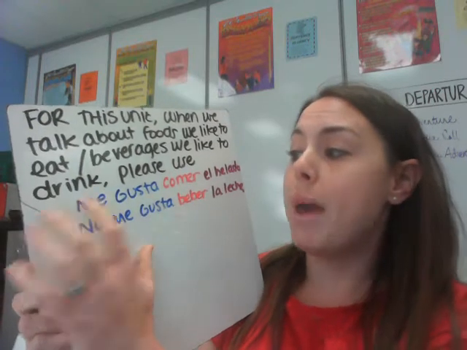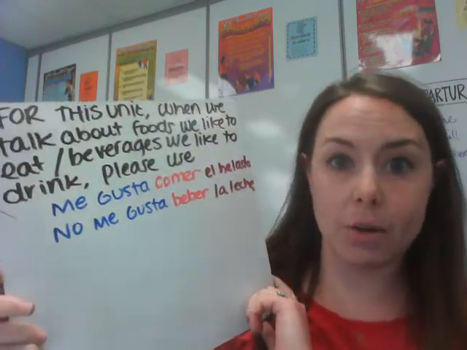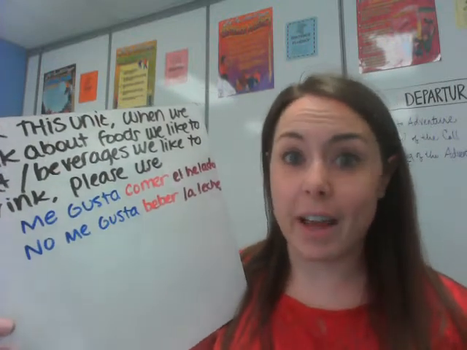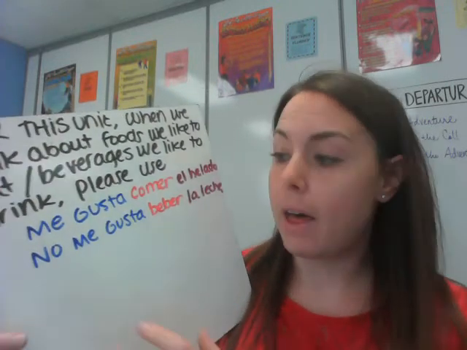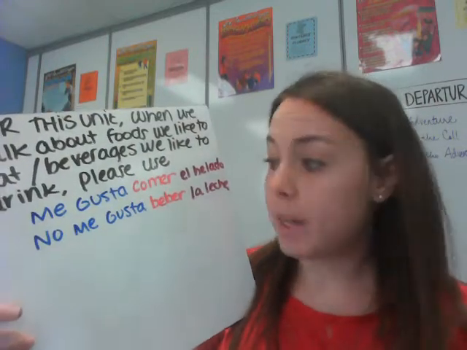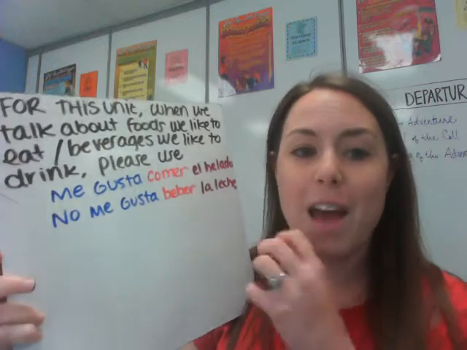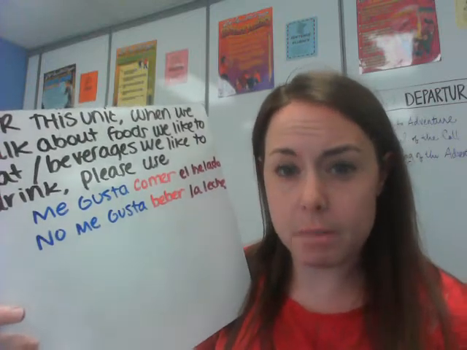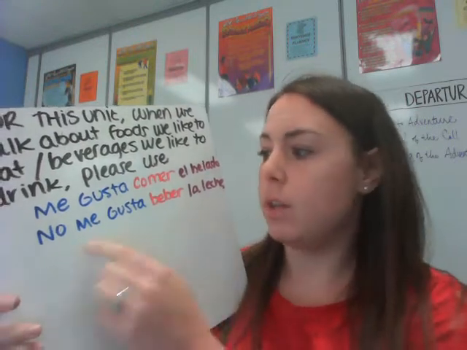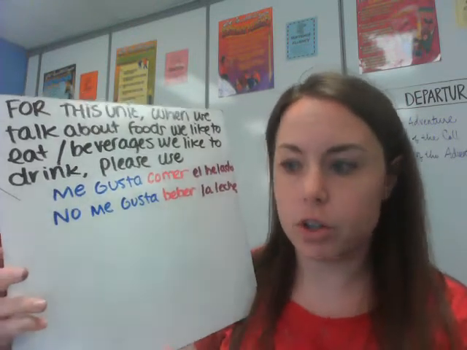For example, me gusta comer el helado. I like to eat ice cream. I'd like you to say that instead of just I like ice cream, instead of me gusta el helado. No me gusta beber la leche. I don't like to drink milk. Again, I'd like you to have that word to drink when you're talking about eating and drinking so that you can use these sentences correctly in the future.